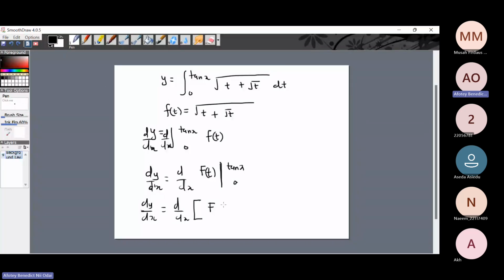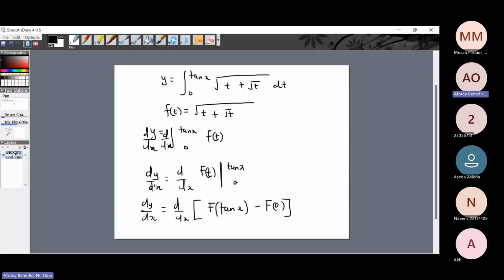Okay, so now instead of the t here, we put in tan x, minus, sorry, this looks too messed up. Let me try and rewrite it. So we put in tan x, minus the f of 0. Now we can separate this differential, but I'm not going to do that because of space.